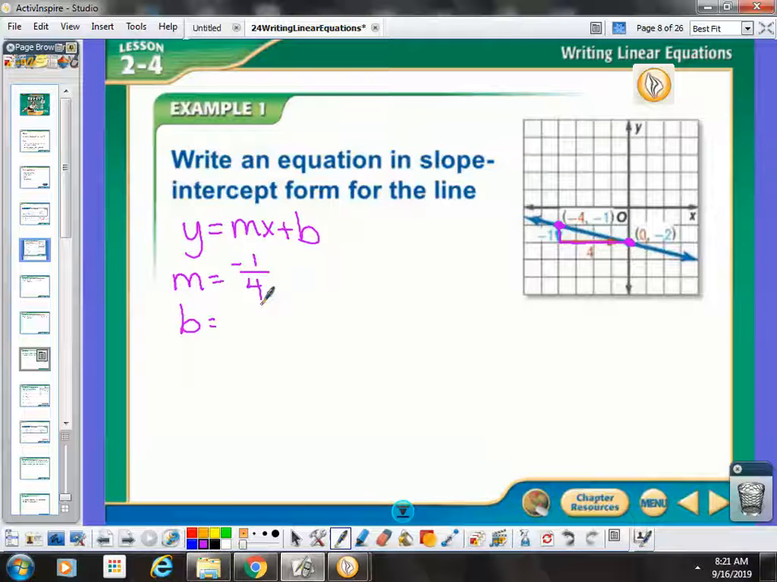My slope is -1/4. Can I look at this graph and identify the y-intercept? Yes, this time I can. Where does my graph cross the y-axis at? -2. So there's b. I don't have to do any work to find b. It's there. It's given. So you have an m and you have a b. Please write your equation. Y equals -1/4 x minus 2.